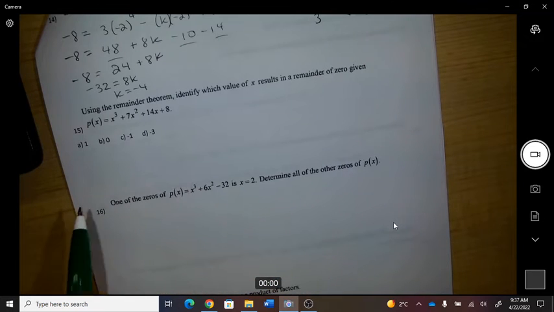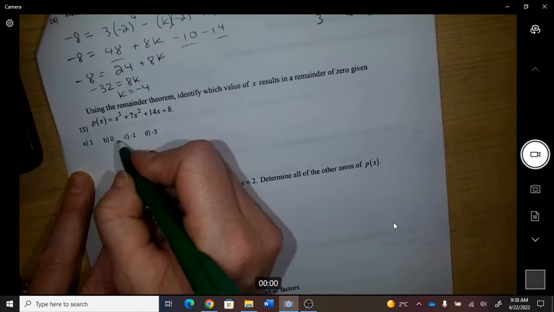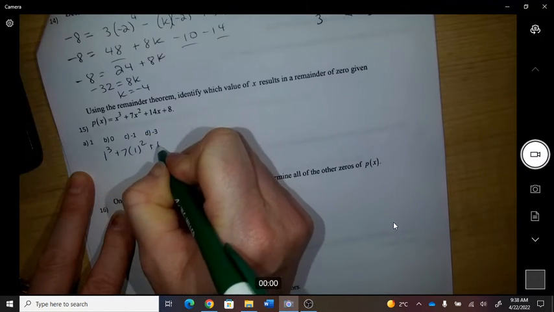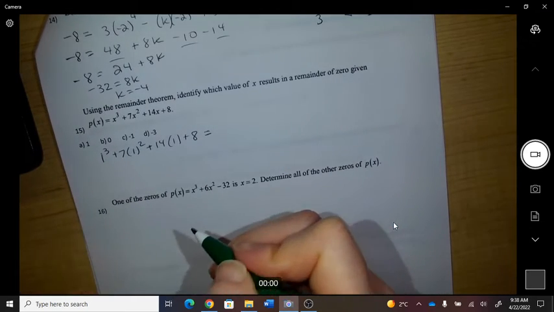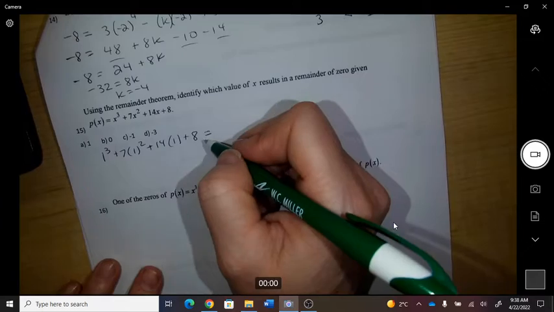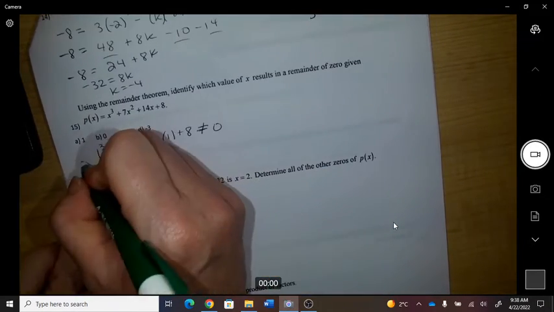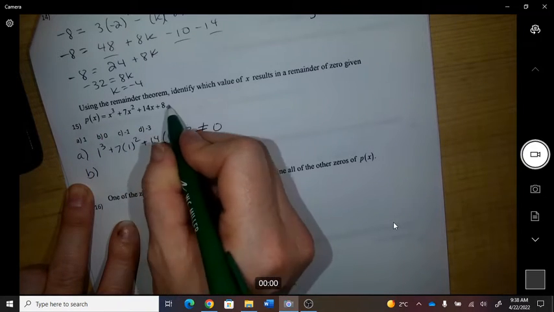Using the remainder theorem, identify which value of x results in a remainder of 0. Okay, so we can plug these values in. 1 cubed plus 7 times 1 squared. So this is the remainder theorem, so you can't use synthetic division on this. So algebra, does that equal 0 or not? Nope. For b, I already know if I input a 0, it's going to be 8.